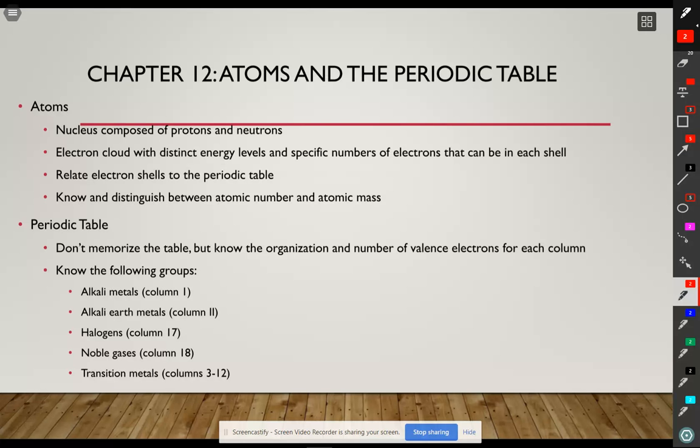The last column there is the noble gases or inert gases, because they have completed shells. And then the things that are under the elements there, those are transition metals.